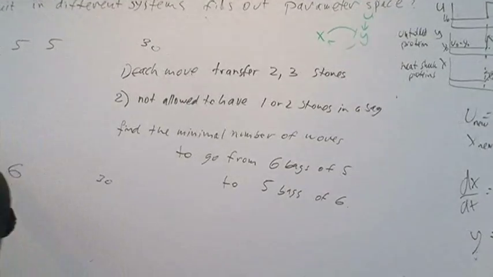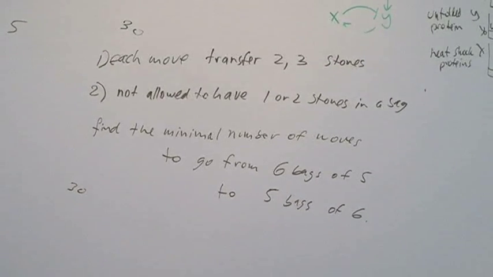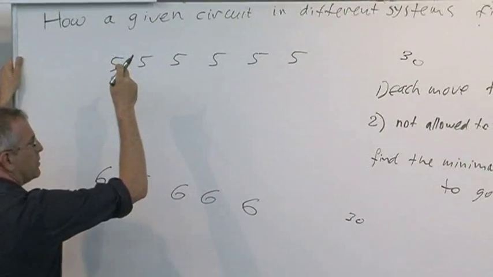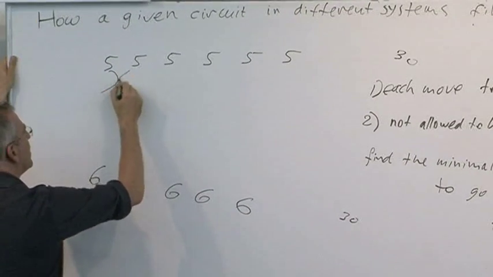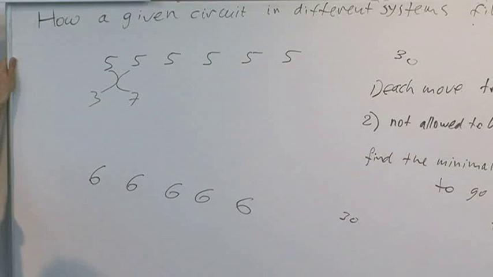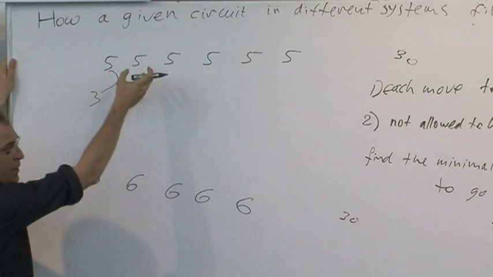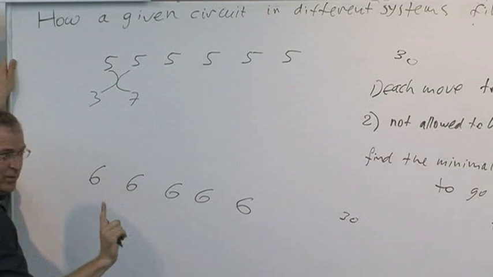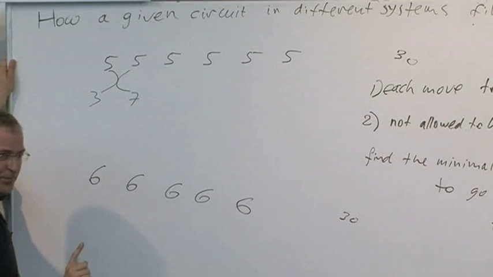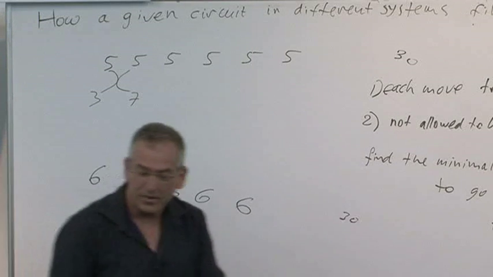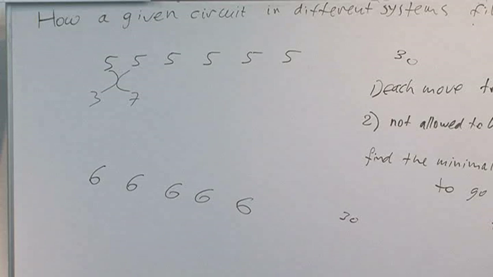I'll just give an example. The only thing you can do in the first move is to take from one bag 2 and move it to another bag. So 5 and 5 become 3 and 7. Why can't I move 3? Because then that 5 will become a 2. That's not allowed. Okay? So please enjoy. We're going to take 3 minutes to write this down.